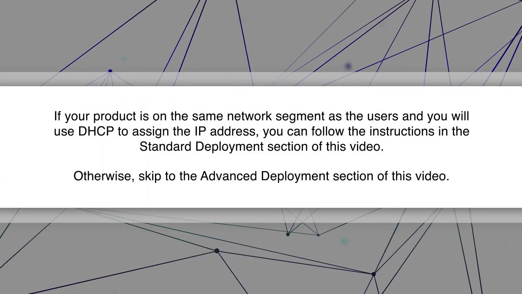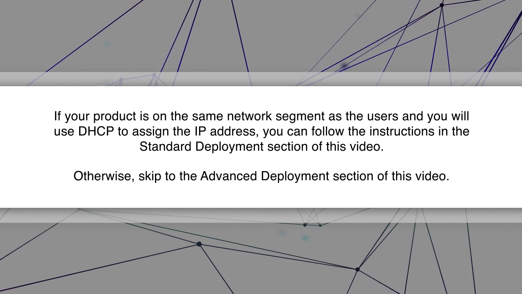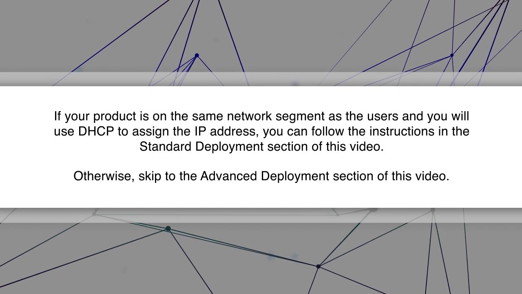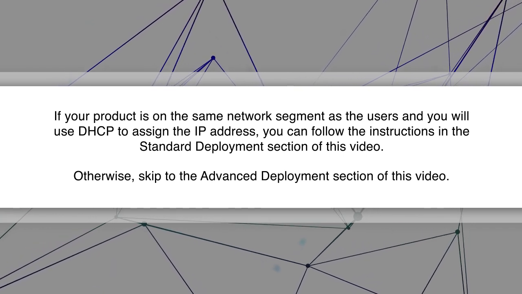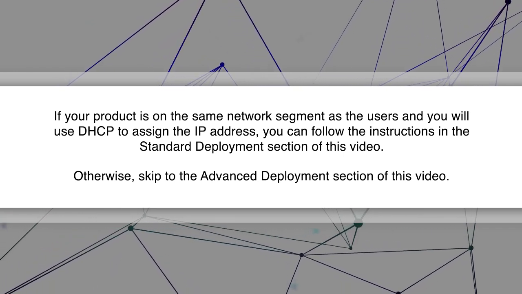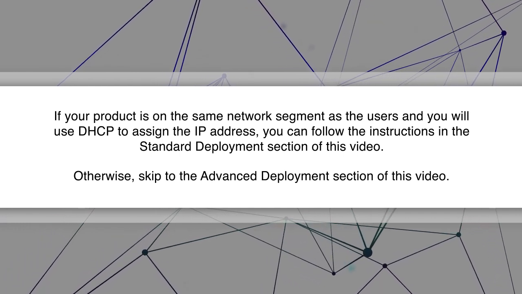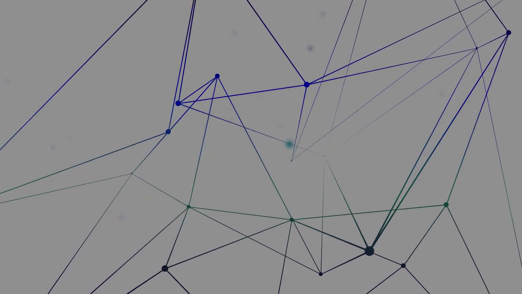If your product is on the same network segment as the user's, and you will use DHCP to assign the IP address, you can follow the instructions in the standard deployment section of this video. Otherwise, skip to the advanced deployment section of this video.